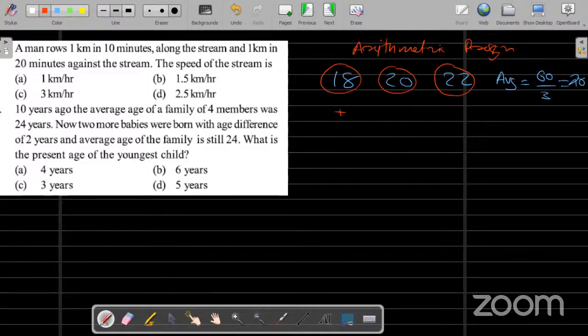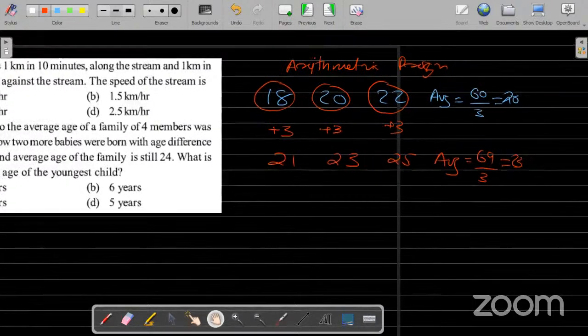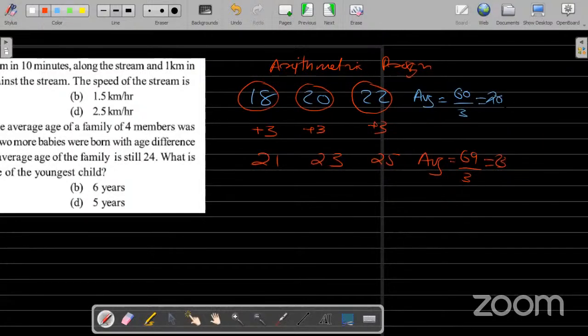Now, if each number is increased by 3, the new numbers are 21, 23, and 25. Then the average will be, sum is 69 by 3, that is equal to 23. If each number is increased by a fixed amount, say by 3, then the average also will get increased by the same 3. If each number is increased by the same amount, then the average also will get increased by the same amount.